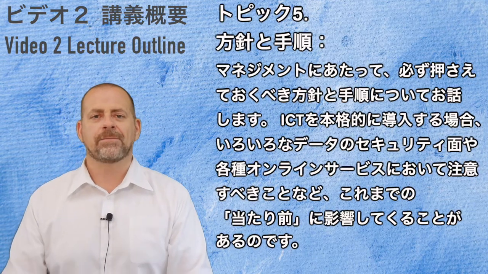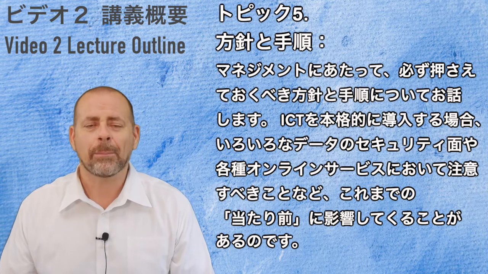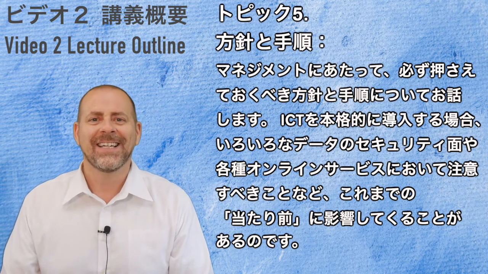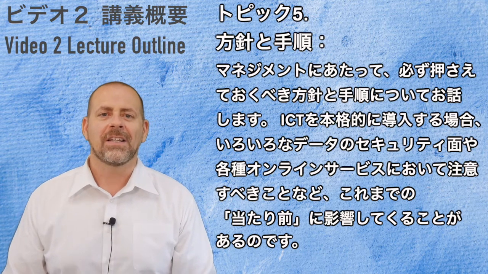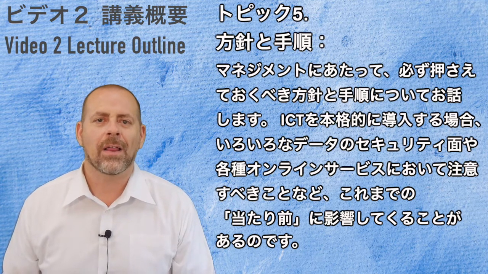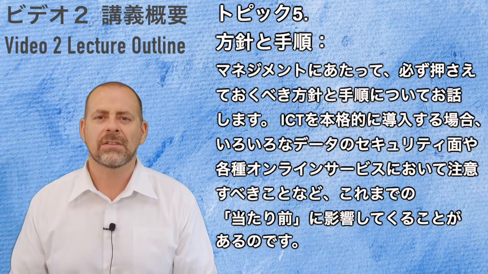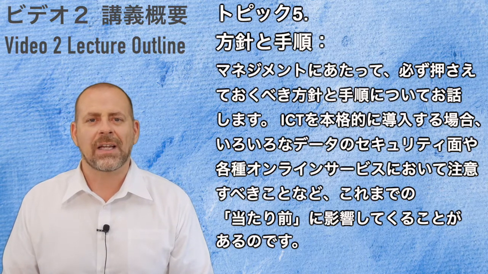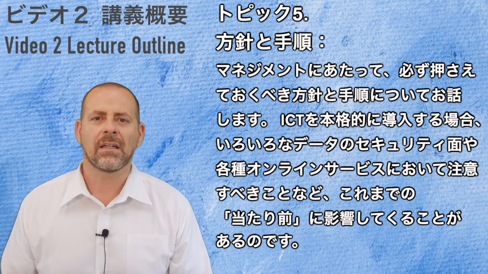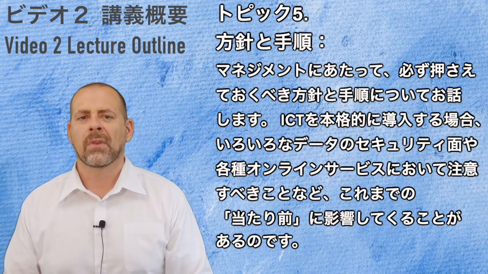Topic number 5, policies and procedures. A big part of how a school operates is systematization through policies and procedures. In this video, I will talk about how the reality of a full implementation of ICT and education technology might impact existing policies and procedures at your school. Things like data security and signing up for online services and so on.